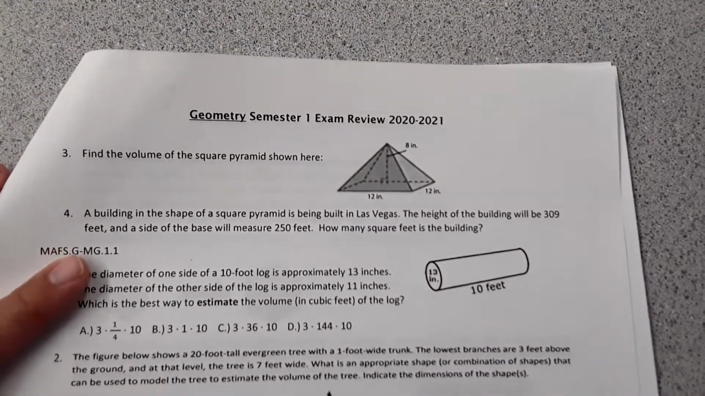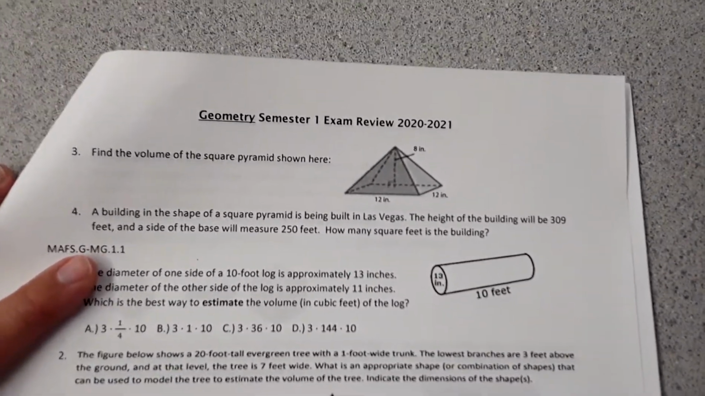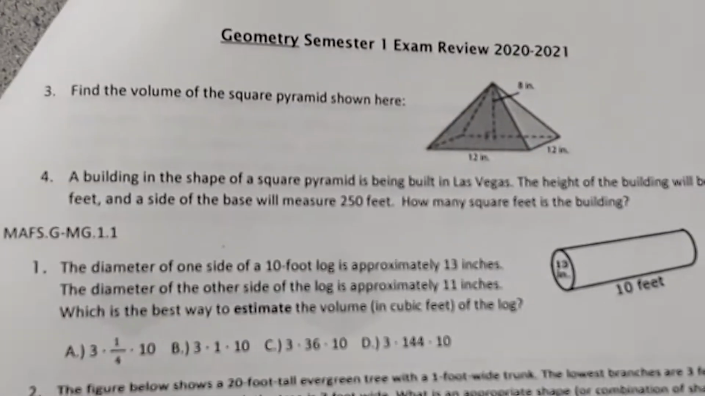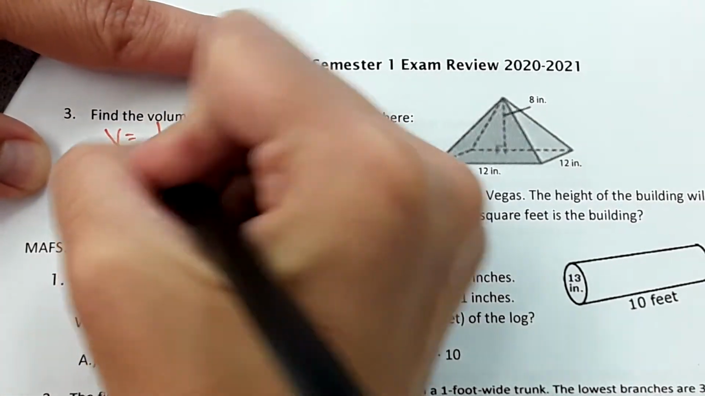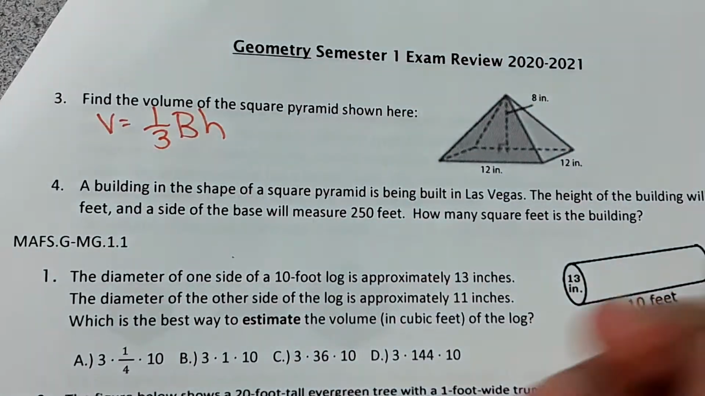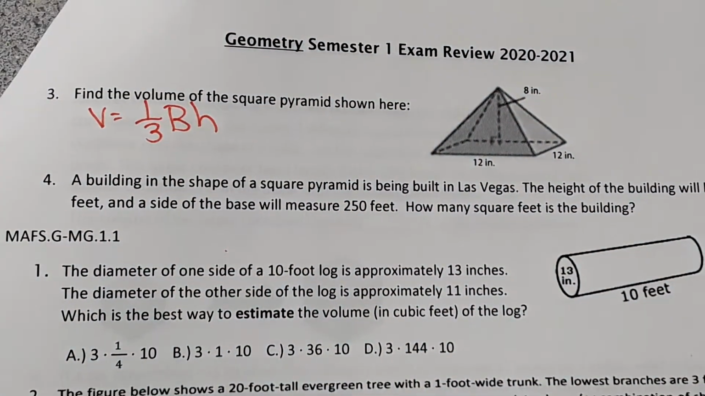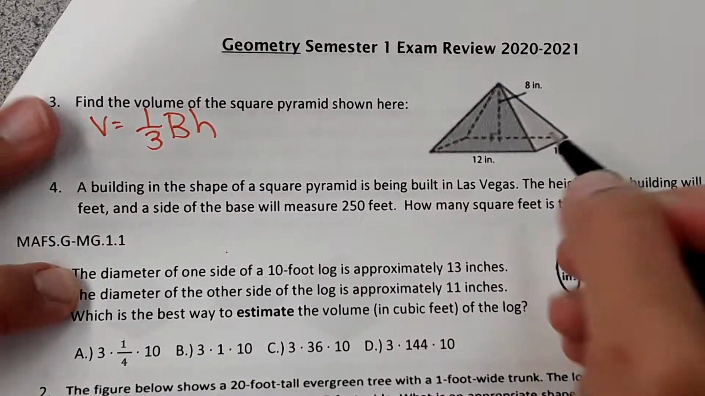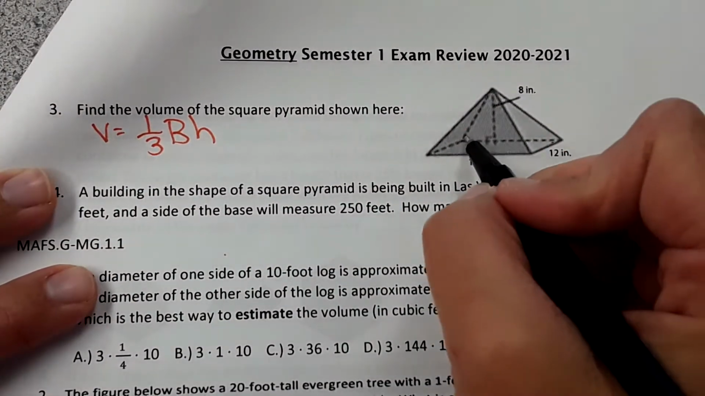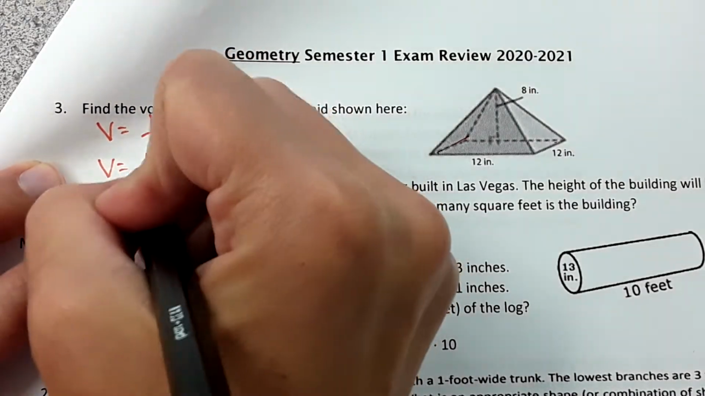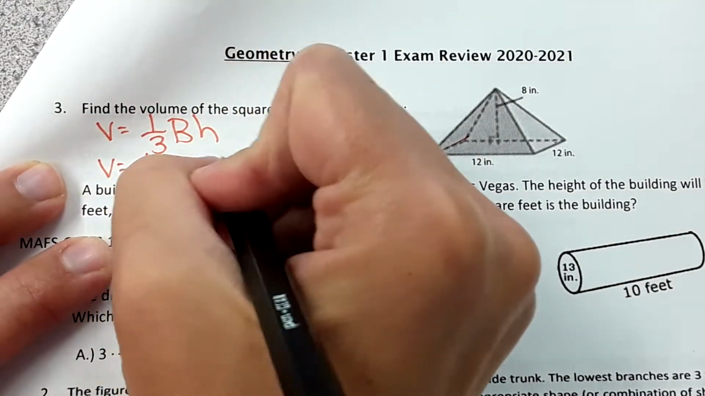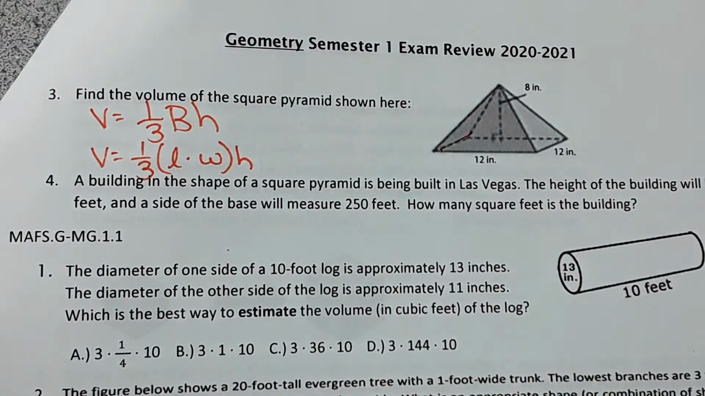For the next one, find the volume of the square pyramid shown. Volume of a pyramid, just like a cone, is the equation volume equals 1/3 area of the base times the height. Same equation. The difference is the base is a different shape. So instead of finding the area of a circle, we're finding the area of a square. So volume equals 1/3 length times width of the square times the height.